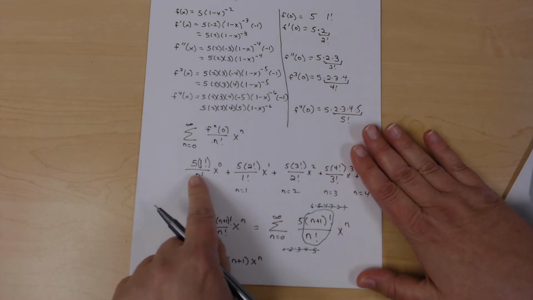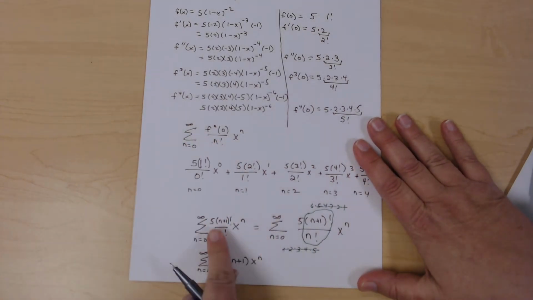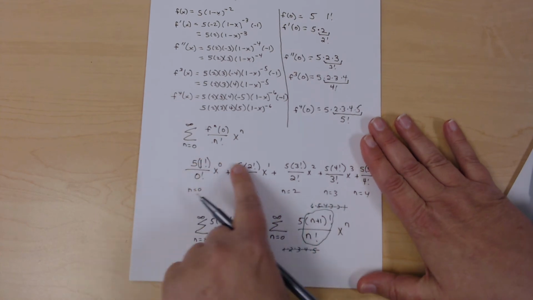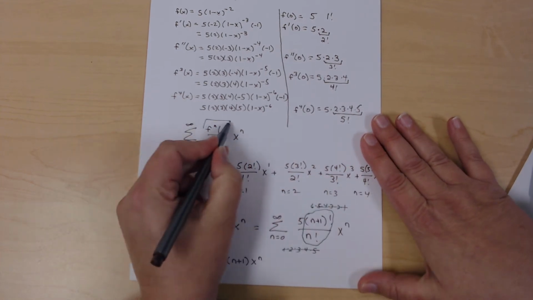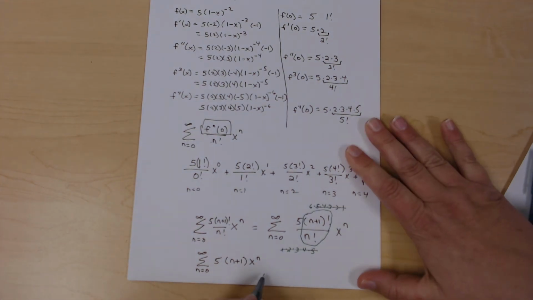So even though the pattern started out with that, we were still able to simplify it once we saw this top pattern. Once we get this pattern, we can sometimes still do some canceling. Okay, and so that is it.